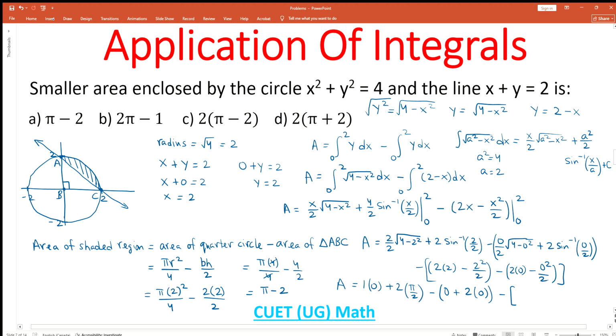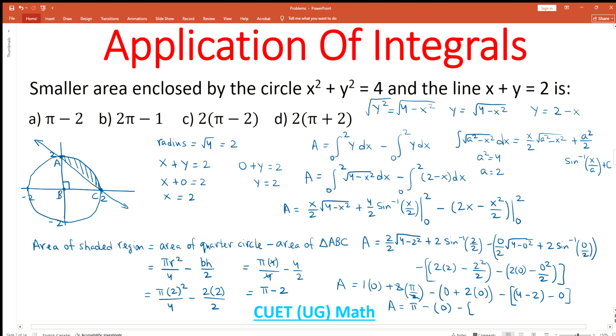In the next part, 2 times 2 is 4. 2 squared is 4. 4 divided by 2 is 2. In the last part, 2 times 0 is 0. 0 squared over 2 is equal to 0. So we are left with just 0. 1 times 0 is 0, so that term goes away. 2 times pi over 2 is equal to just pi. 0 plus 2 times 0 is equal to 0.